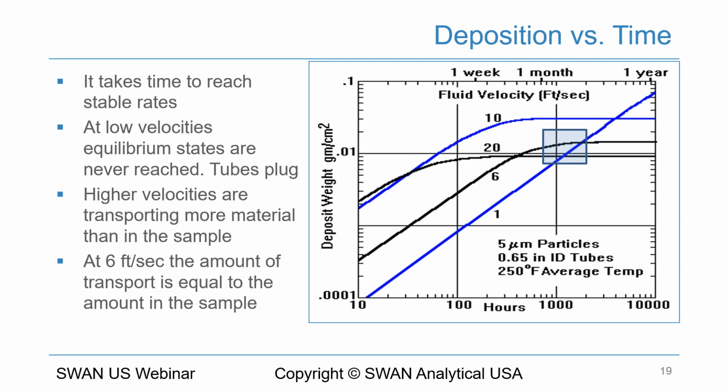You can see here, though, on this graph that it can take a month to 2 months of stable flow before you reach that equilibrium point and can transport without any carryover or influx from the sample line itself.